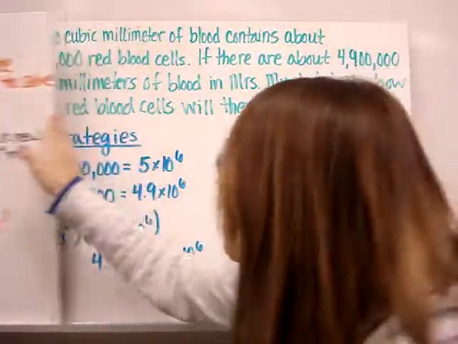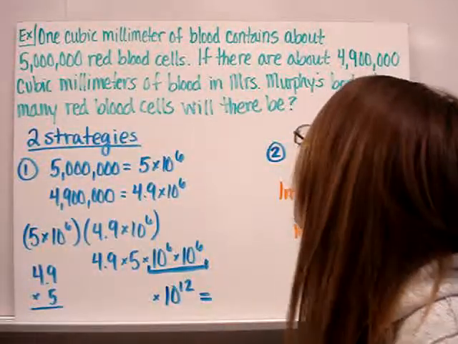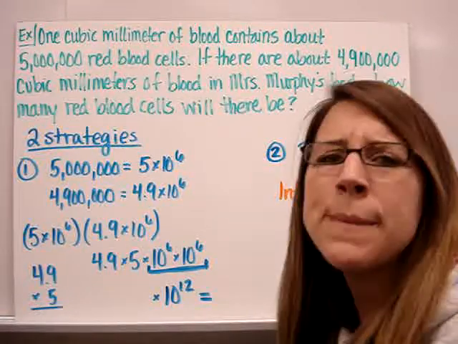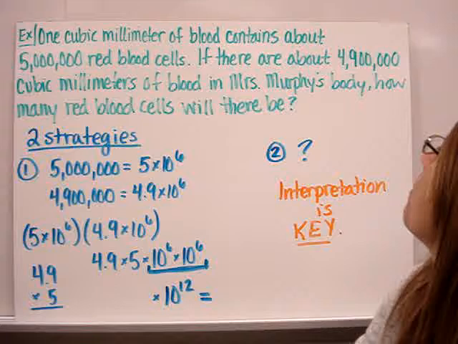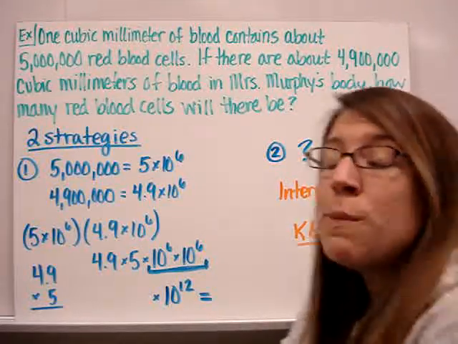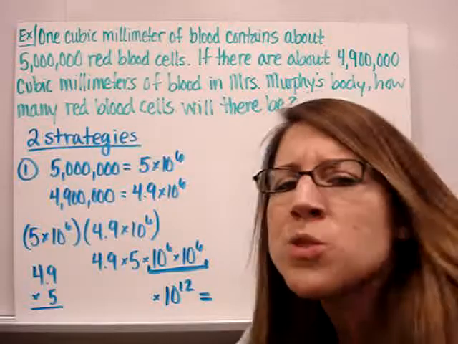Here is another example. 1 cubic millimeter of blood contains about 5 million red blood cells. If there are about 4,900,000 cubic millimeters of blood in Mrs. Murphy's body, how many red blood cells will there be?